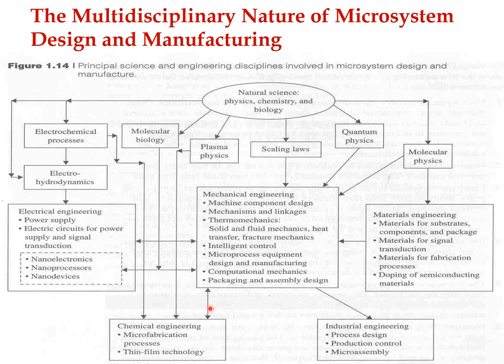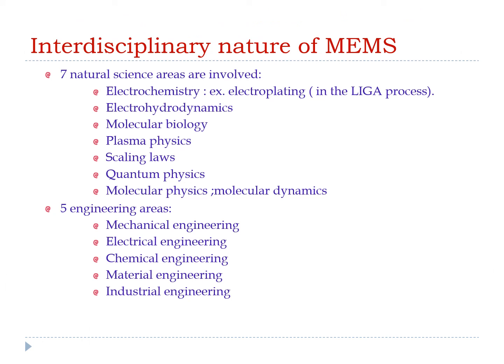It combines the principal science and engineering disciplines involved in microsystem design and manufacture, which is a wide variety. It includes a total of 7 natural sciences and 5 engineering areas, such as electrochemistry, electrohydrodynamics, molecular biology, plasma physics, scaling laws, quantum physics, molecular physics, and in engineering, mechanical, electrical, chemical, material and industrial engineering. Hence, MEMS is called an interdisciplinary domain. So that's all about the introduction to MEMS.